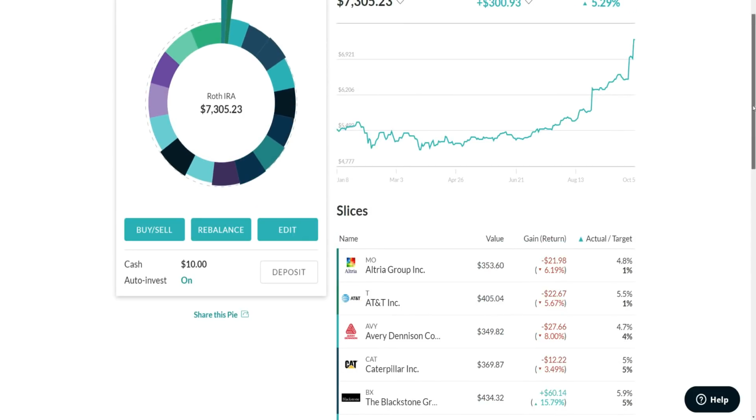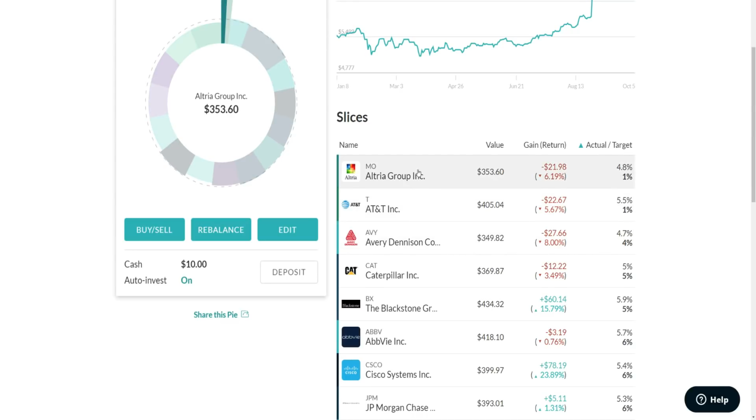Okay, so Altria and AT&T are basically, I kind of lost confidence in these over the short term, so I don't want to allocate any new money into these. And at the same time, I don't want to sell them off. So I want to let them just settle into the account, let them simmer on a very low setting. So I went ahead and changed these to 1%.